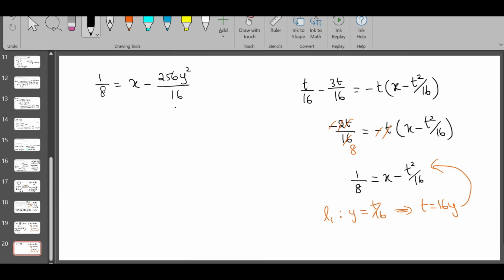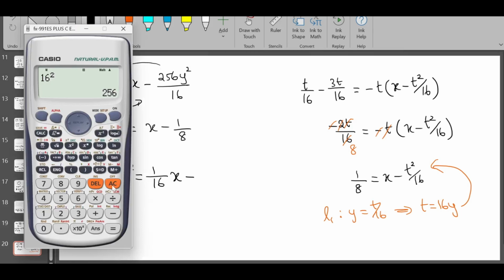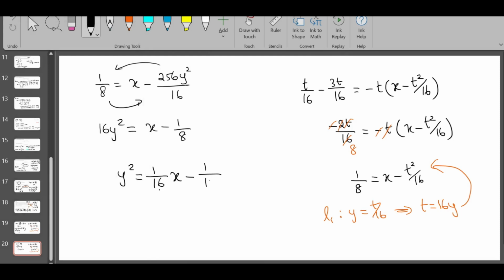Okay, anyway, make y square the subject. I'm going to put this term here, this term here. So it's going to be 16y square is x minus 1 over 8. Divide throughout by 16. y square is going to be 1 over 16 x minus 16 times 8, 1 over 128. They want us to prove this is equal to alpha x plus beta, and we got the equation. That's all.